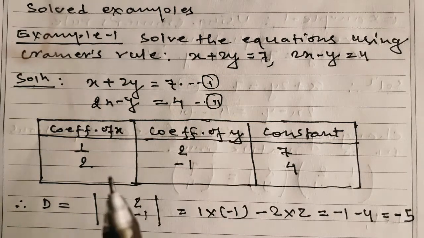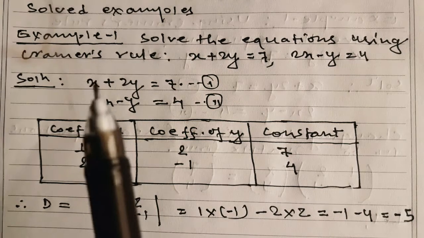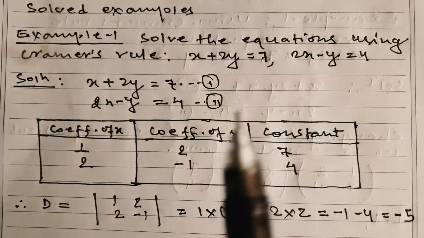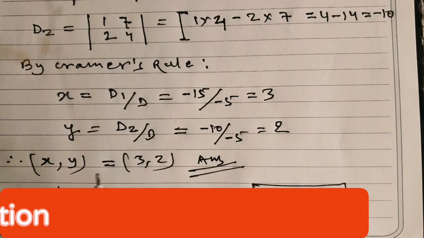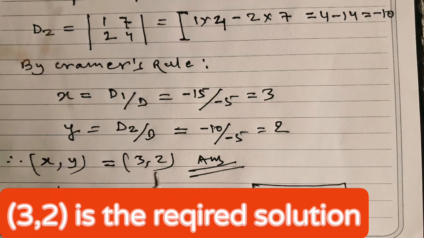So we can check whether our solution is correct or not by putting the values of x and y in the first equation and in the second equation. The values of x and y, that means (3, 2), satisfy both the first and second equation. Hence (3, 2) is the required solution.